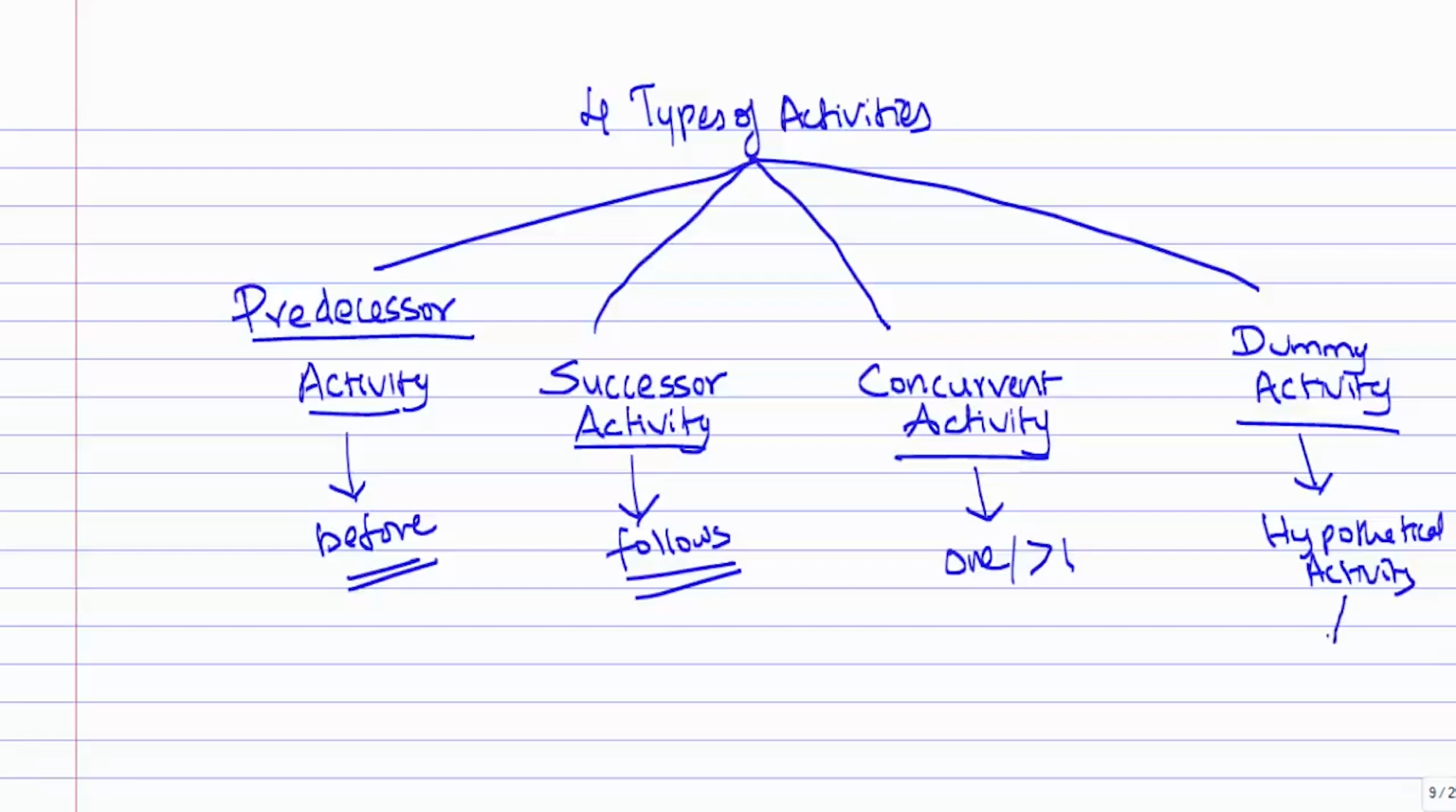In graphical form, this activity will be represented through dotted lines, and it is inserted in the network basically to clarify the pattern.